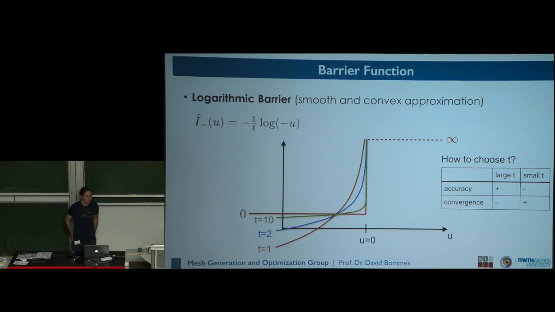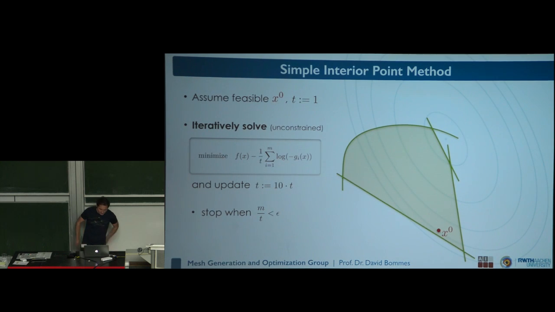The question is, how do we want to choose t in practice? You might say, I want to choose it very large, because then I get a better approximation. But the problem is that the curvature in the corner gets larger and larger. And the convergence of our unconstrained optimization problems depends a lot on this curvature, or on how large higher order derivatives are. So from a convergence point of view, it would be better to choose a small t value. What the algorithm actually does is start with a small value for t and then increase it slightly.